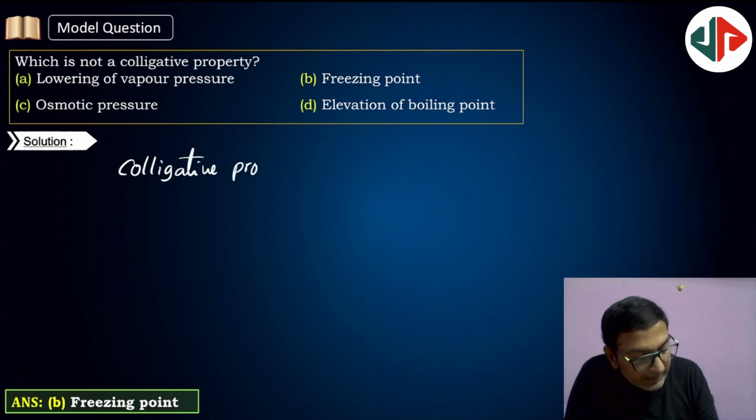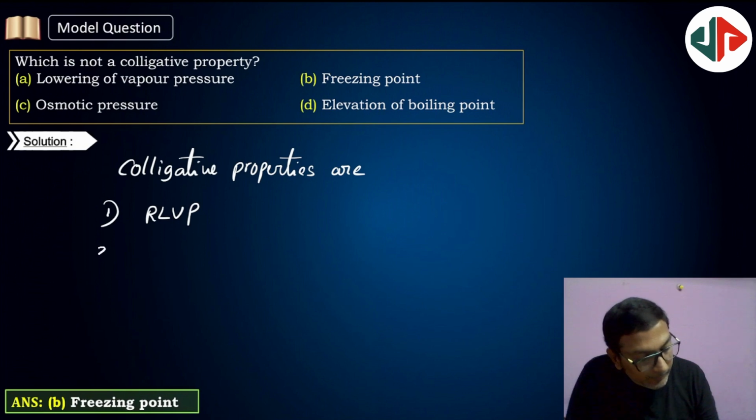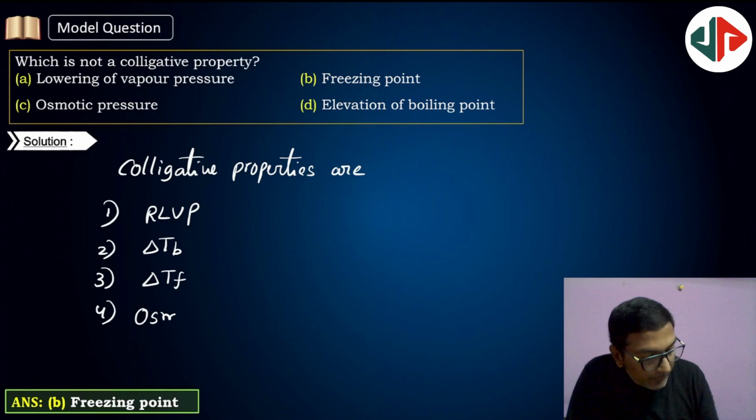Colligative properties: relative lowering of vapor pressure, elevation in boiling point, depression in freezing point, and osmotic pressure.